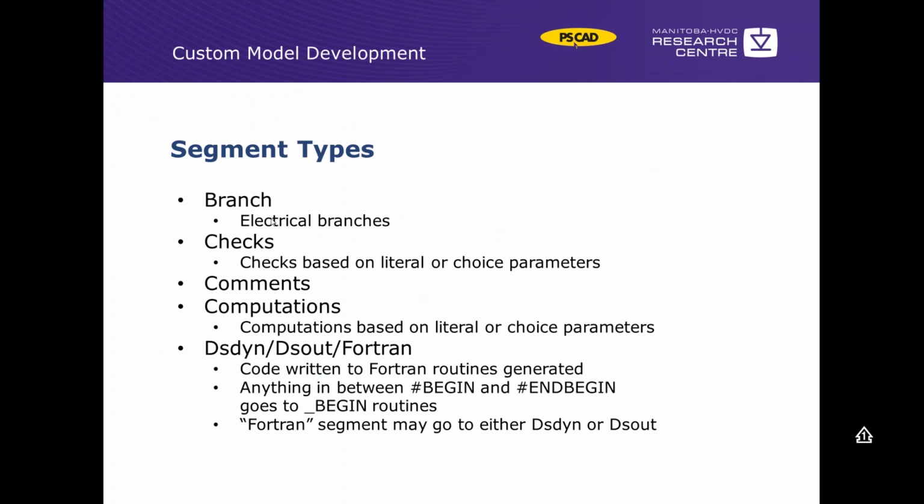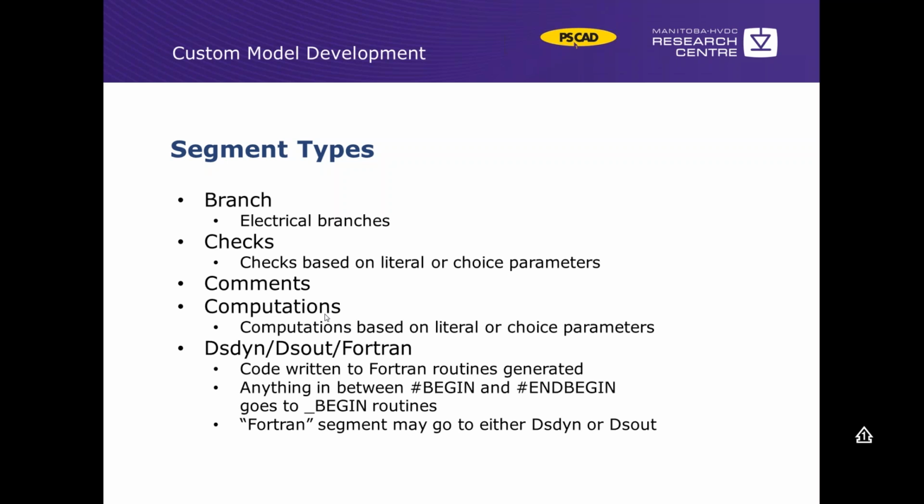The segment branch is used to model electrical branches, where the branch is connected from which node to which node, that information and type of branch, and checks that we can generate based on the literal or choice input parameters. We can generate warnings or errors depending on what the user enters. It comments, it's self-explanatory.